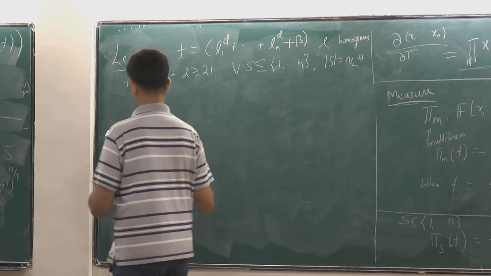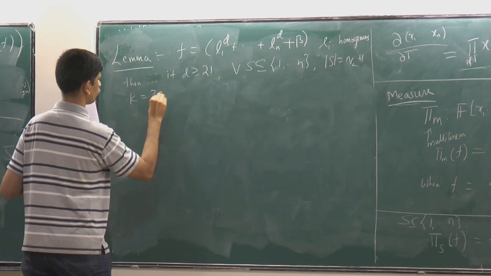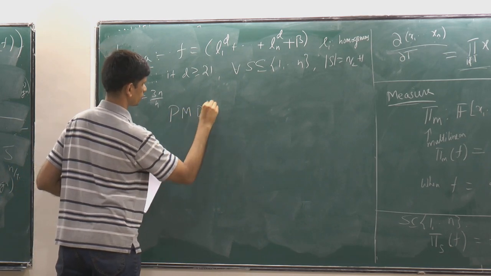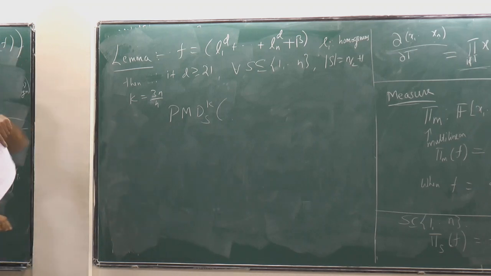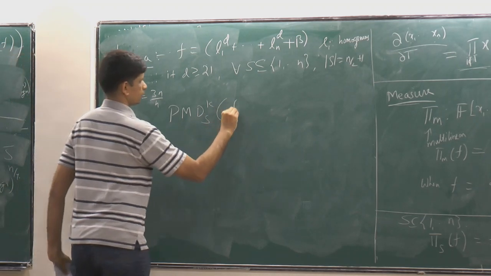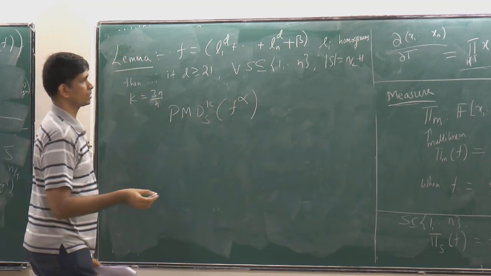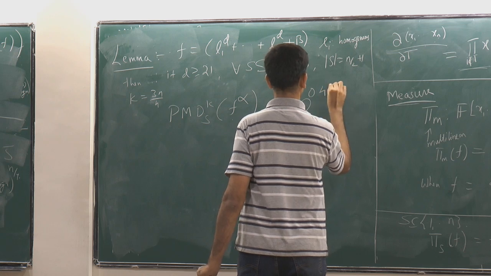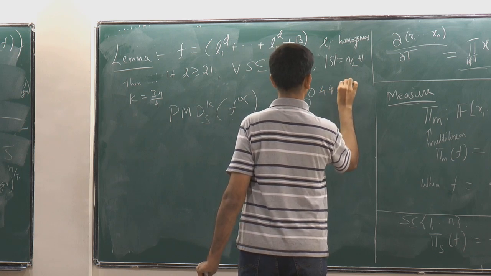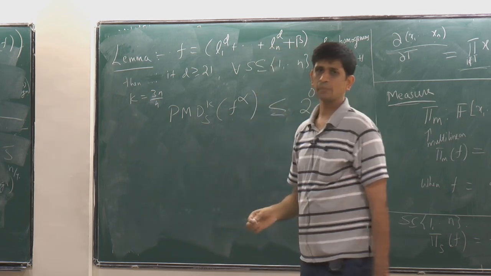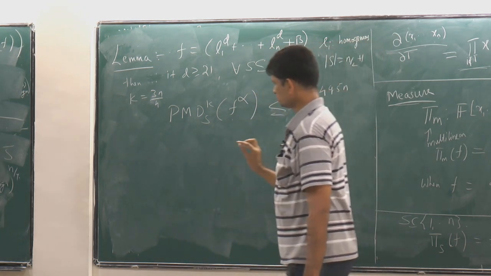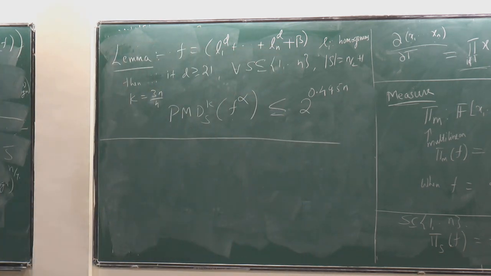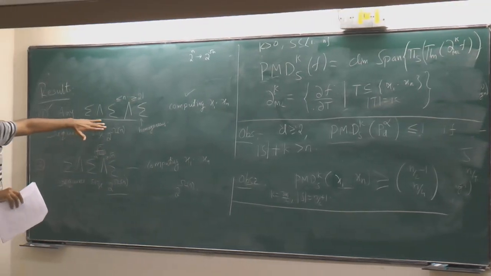k 3n over 4, the dimension of the projected multilinear derivatives with respect to k and the subset S to any power of alpha is at most 2 to the some number which is smaller than n by 2. Okay. First, let us see that this would be enough to obtain the first lower bound.